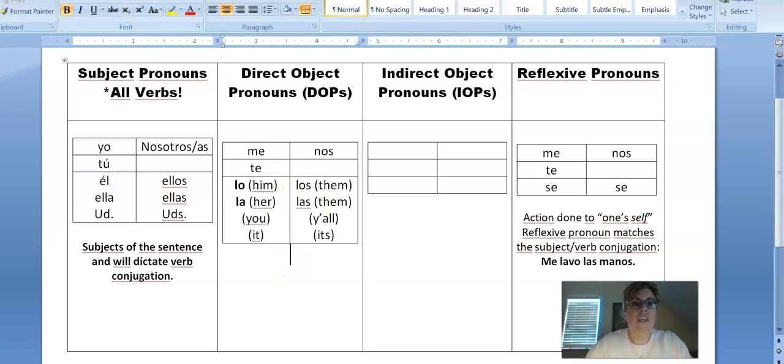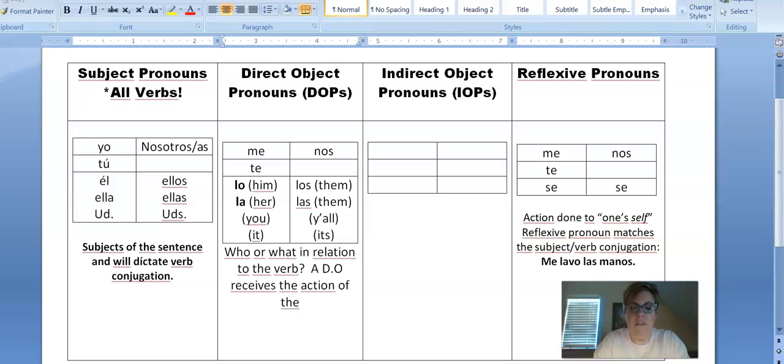Now, the big question here is, though, how do we find a direct object? So you have to find the direct object. Basically, it answers the question, who or what in relation to the verb. So basically, it receives the action of the verb. A direct object receives the action of the verb.